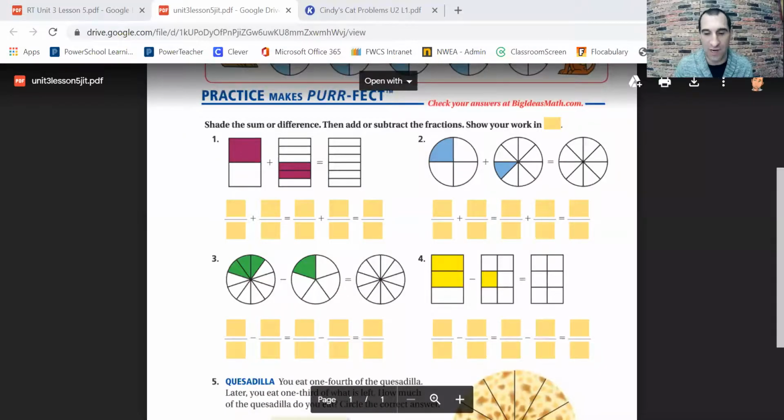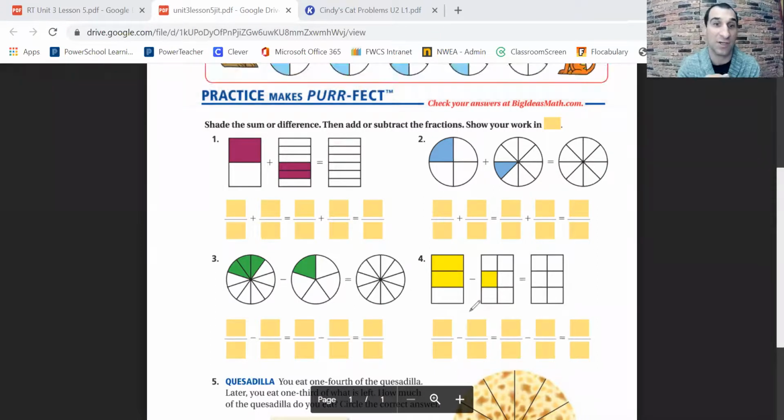So today we're going to work on adding and subtracting fractions. So let me share with you some basic ideas as it comes to adding and subtracting fractions. As you know, we've got these fractions here, and this is just a good visual way to see how these fractions are going to work.